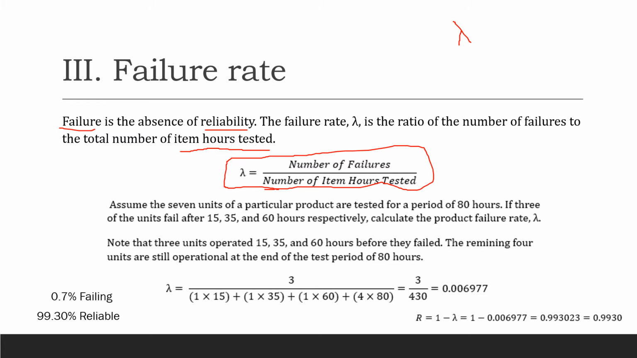So you're looking at parts. You have failures divided by the number of total tested. It's a fraction. Since it is a fraction, the units are the same: number of failures, number of items, number over number.